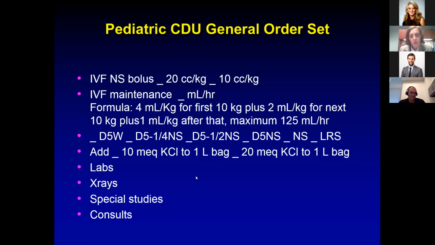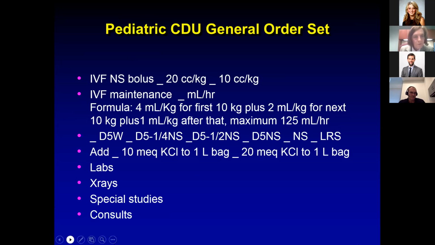And labs are probably mostly maybe a CBC, maybe a basic metabolic panel, chest x-ray or extremity film, but that's it. You're not doing MRIs. You're not doing usually CT scans, and you're usually not doing a lot of consults.